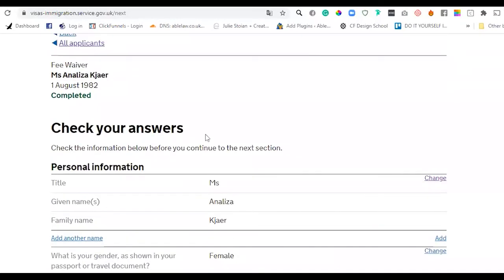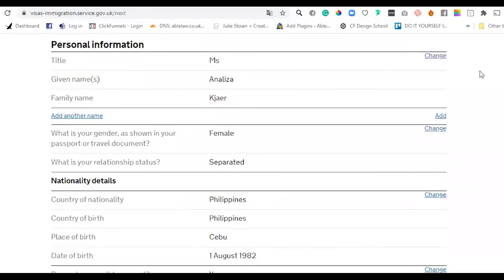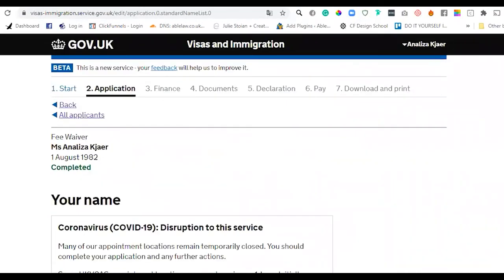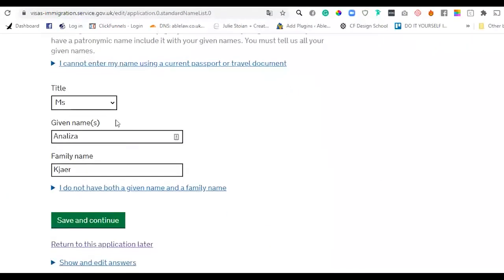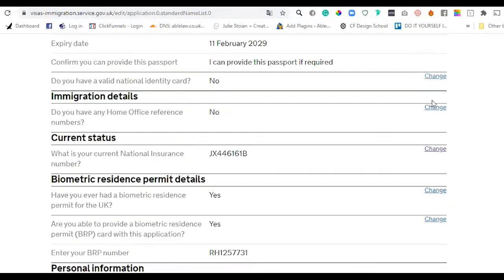So here it says check your answers, okay? So review your answers thoroughly. And then if you need to change it, here it says you can change. So you tick on that one and it takes you back to this question where you can change it. Okay. And then show and edit answers. Okay. Here. So for every question you have a chance to actually change it. So nothing is final.